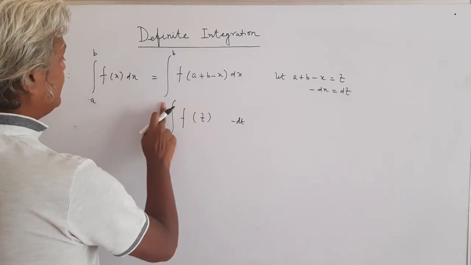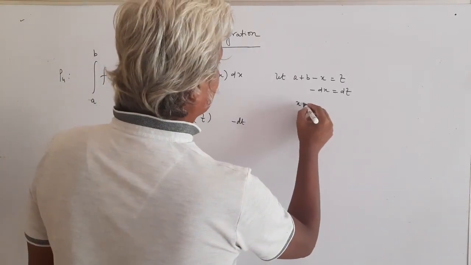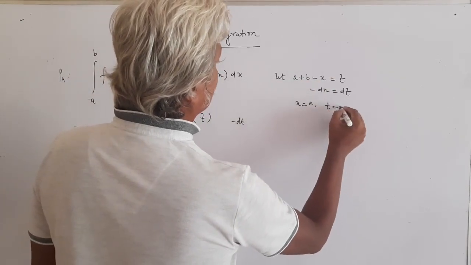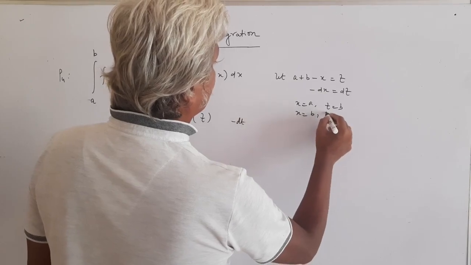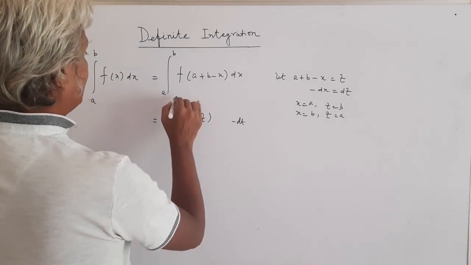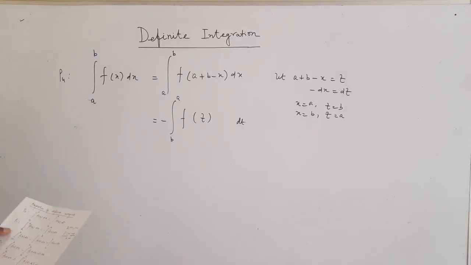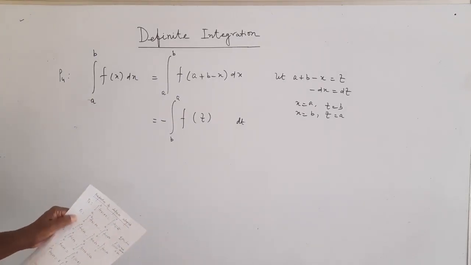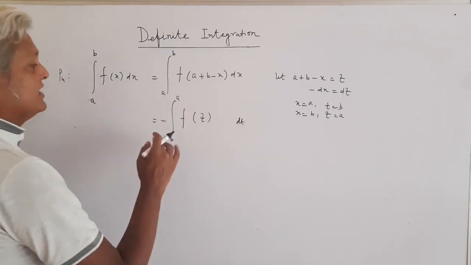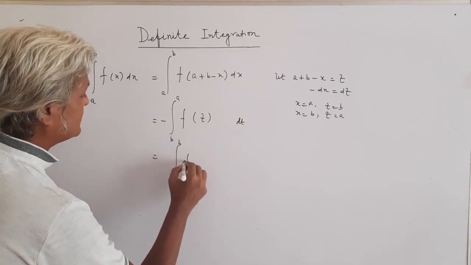Now I have to change the limit also. If x is a, then a plus b minus a cancels, t becomes b, and when x is b, then t becomes a. So the limit for a is b, and for b it is a, and this is minus, so write this minus here. Now using property 1, when you interchange the limit, the minus sign will be negated, so this becomes a, this becomes b, and the minus minus becomes positive.